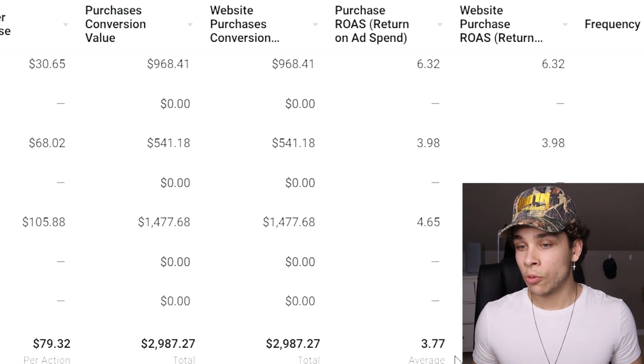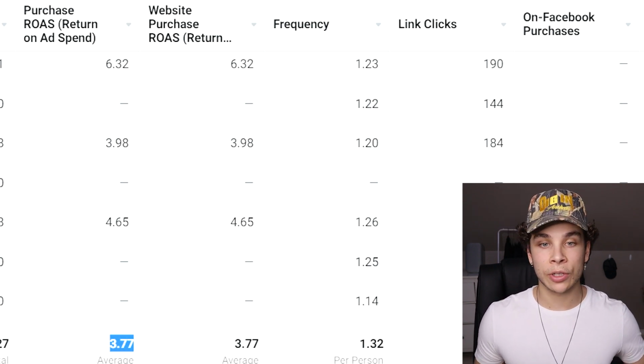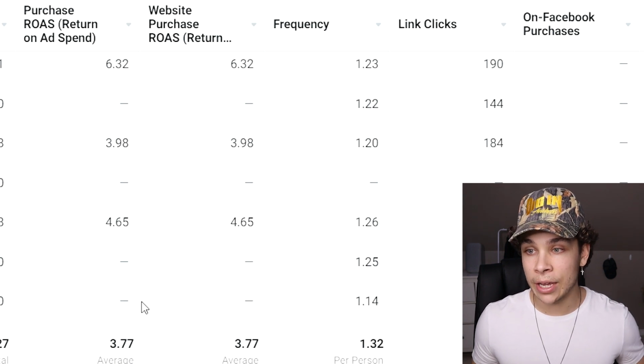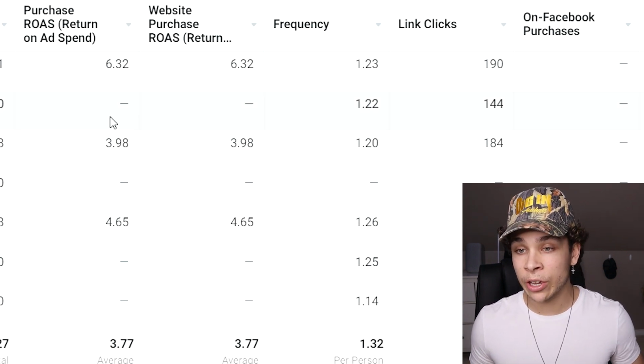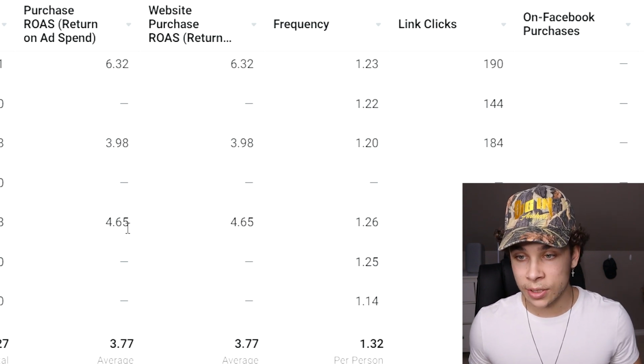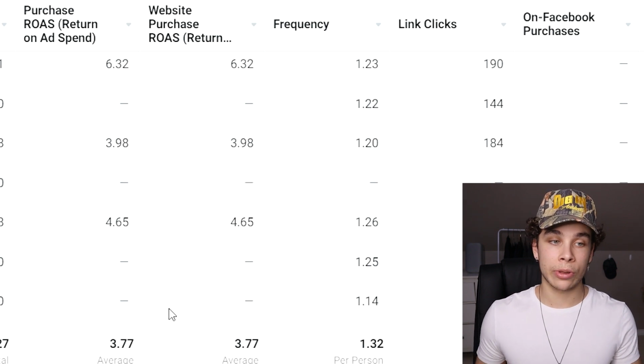So as we can see, we're pretty much sitting at a 3.77 ROAS. Again, Facebook probably mistracked once or twice. I'm definitely over a 4 ROAS on this brand new store, and I'm already raking it in pretty consistently day after day here. As we can see, we're looking at the lifetime view, and the purchase ROAS on some of these ad sets, 6.32, 4.65, 3.98 is pretty exceptional, especially when you're starting out with interest targeting.